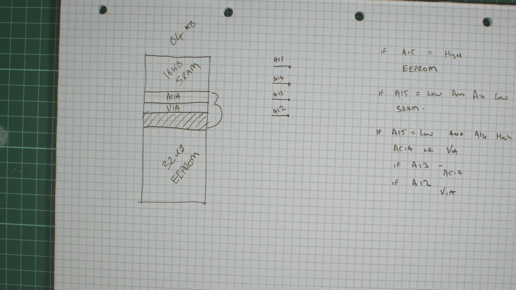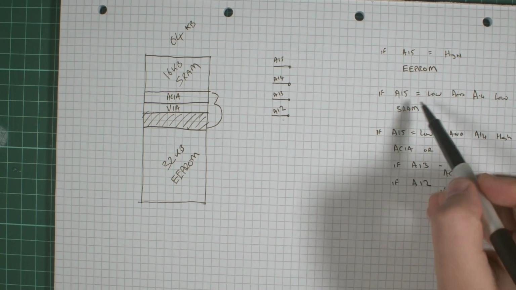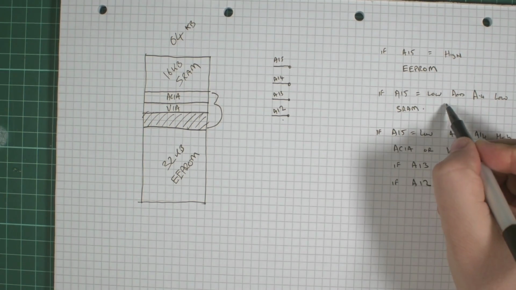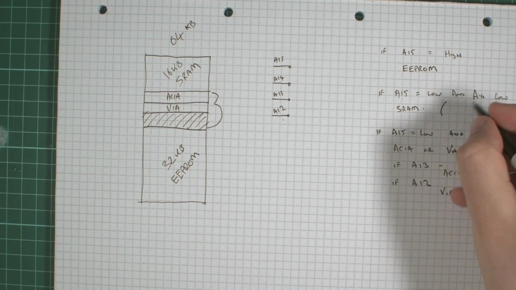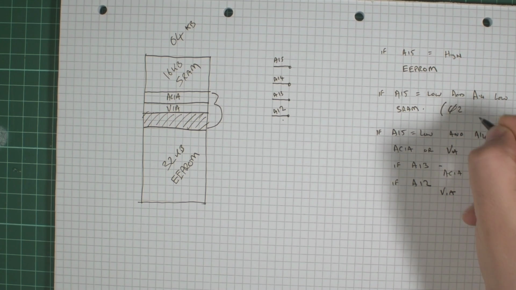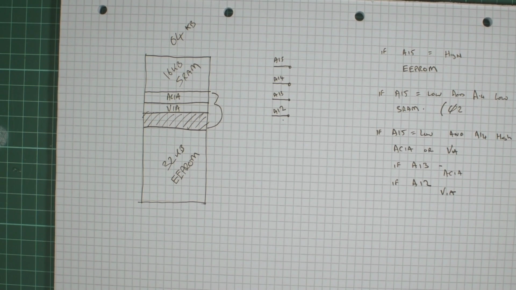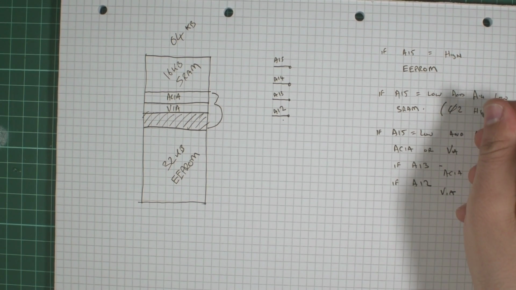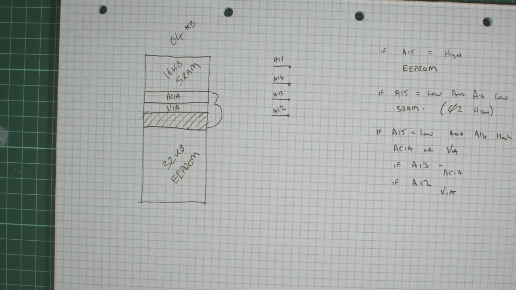There are some additional pieces to this that we need to take into account, that we should only really be writing to the SRAM when the phase 2 clock is high. So we'll also have to build that into the logic as well.